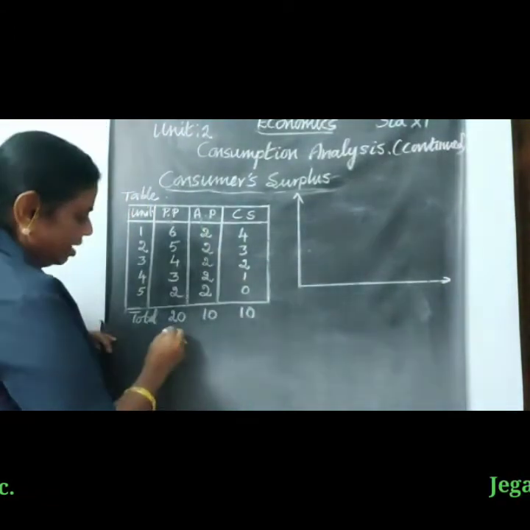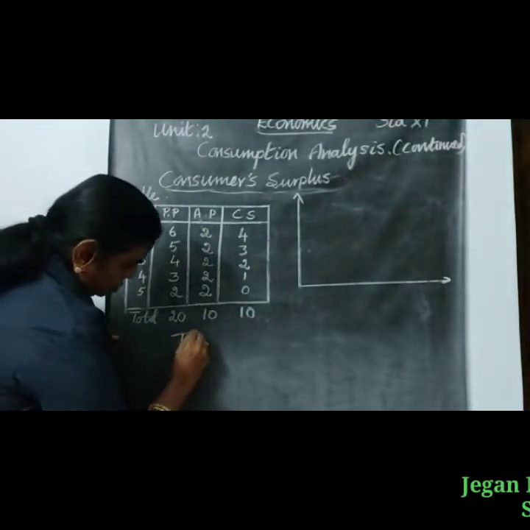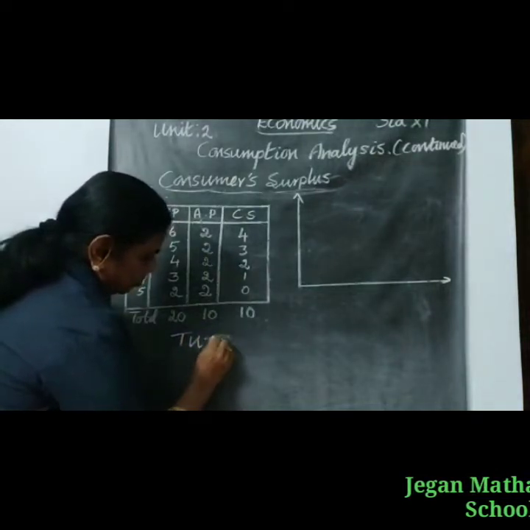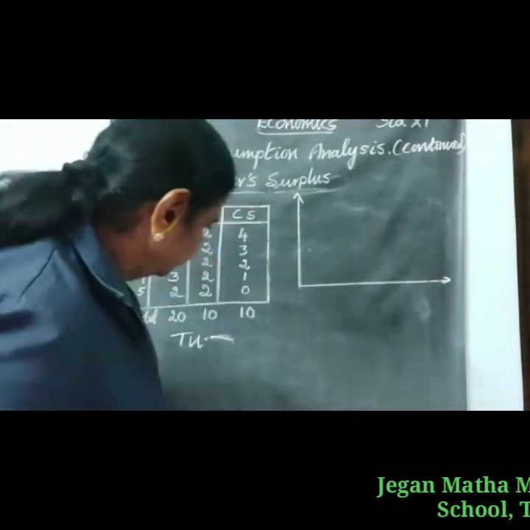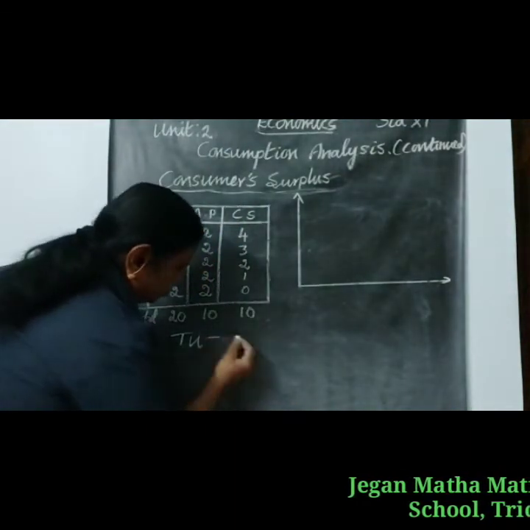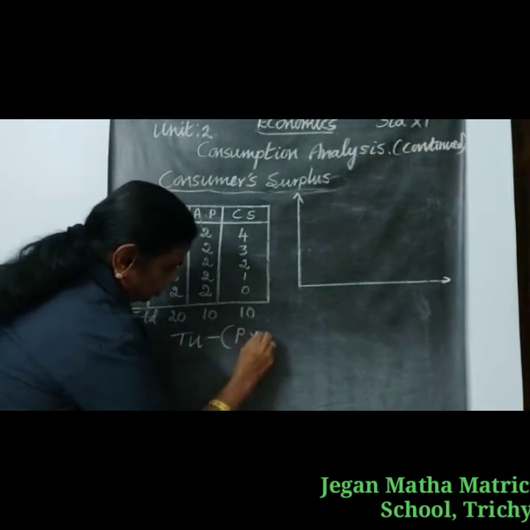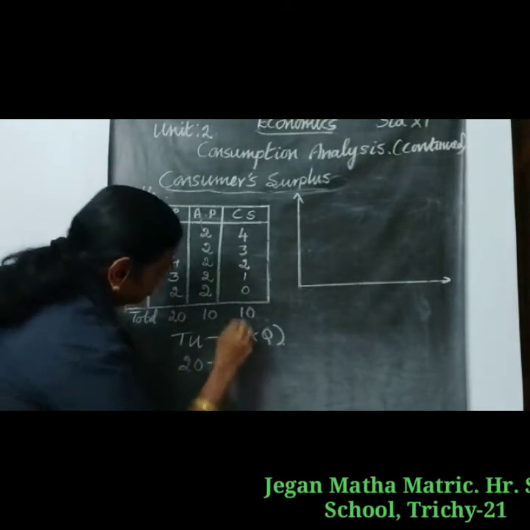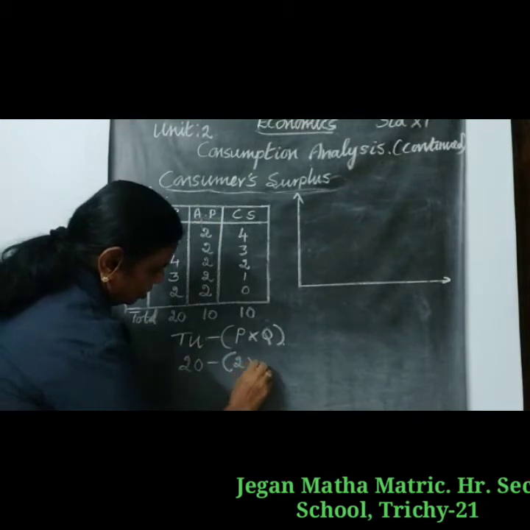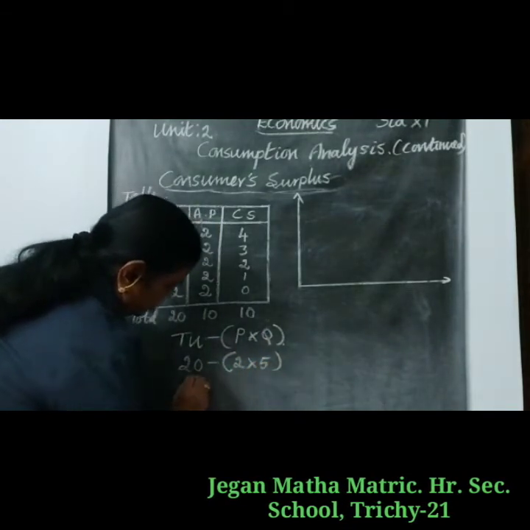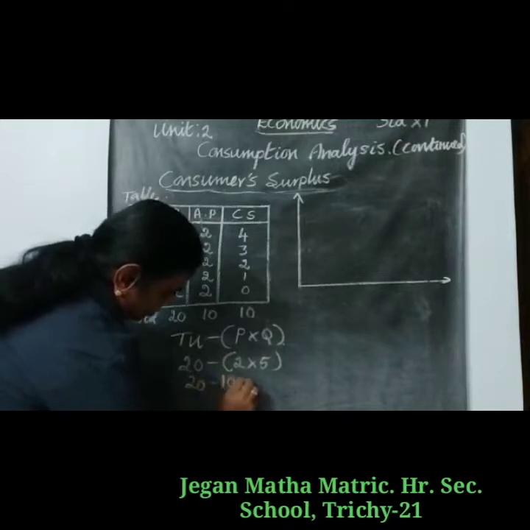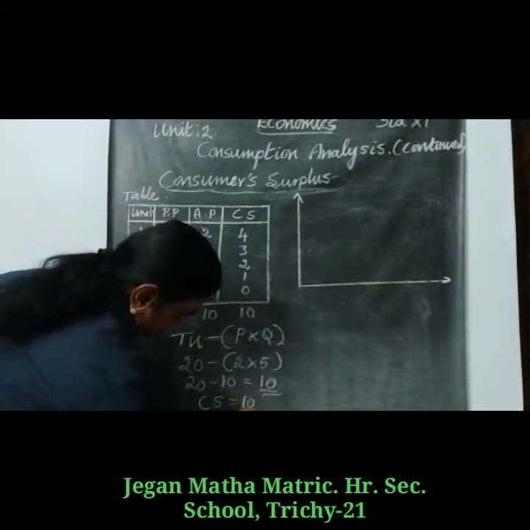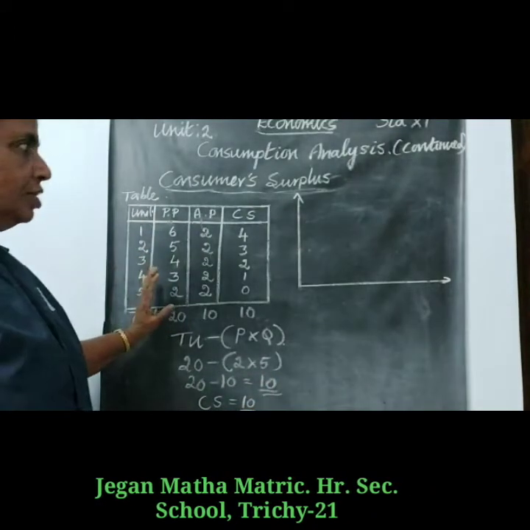This can be applied here with the formula: total utility minus P into Q. So here 20 minus P, the actual price 2 rupees, into 5. So equal to 20 minus 10, equal to 10. So consumer surplus is 10. This can be easily proved in the table.